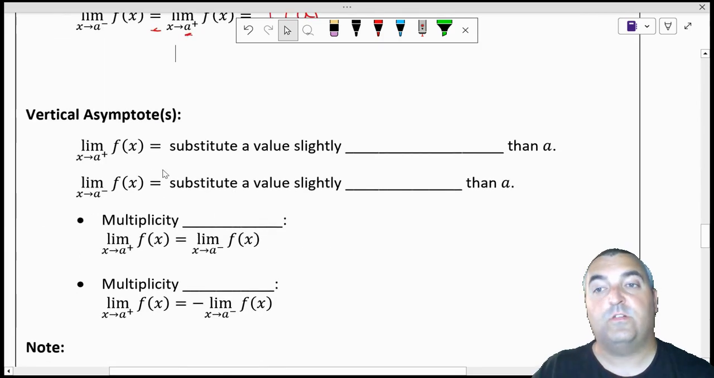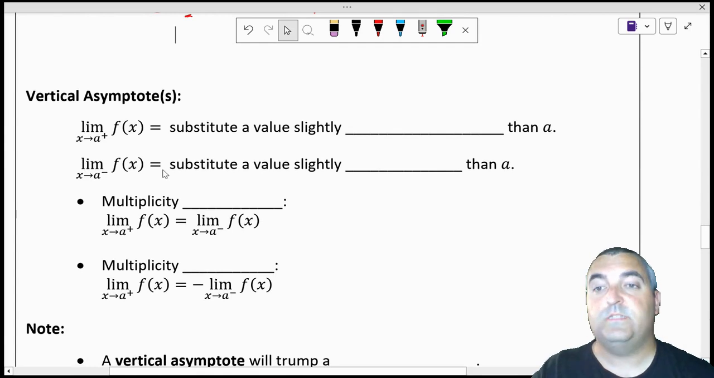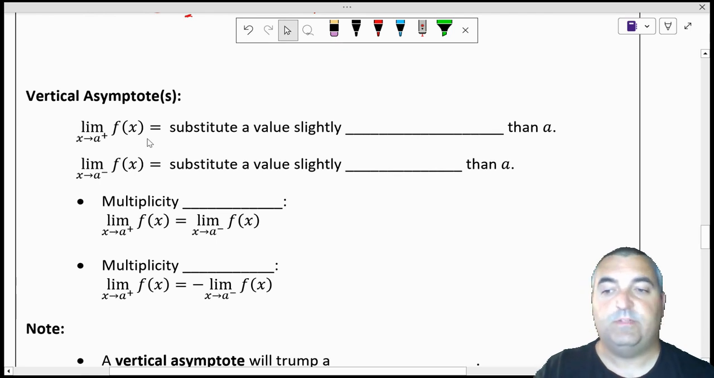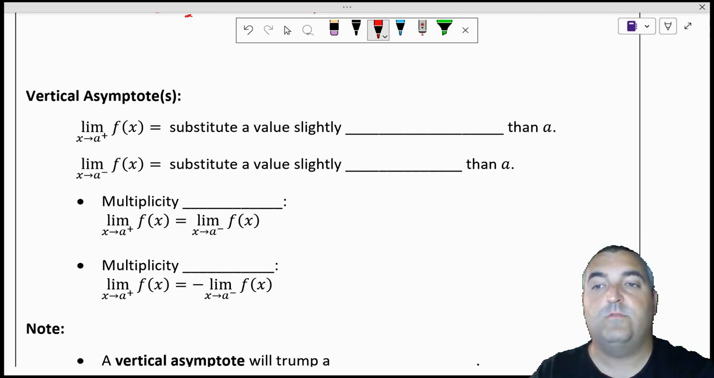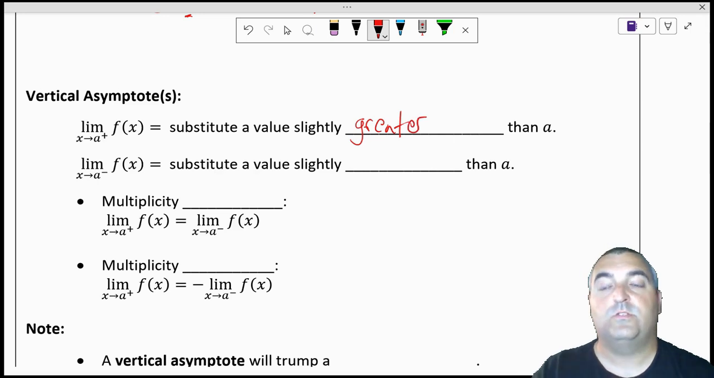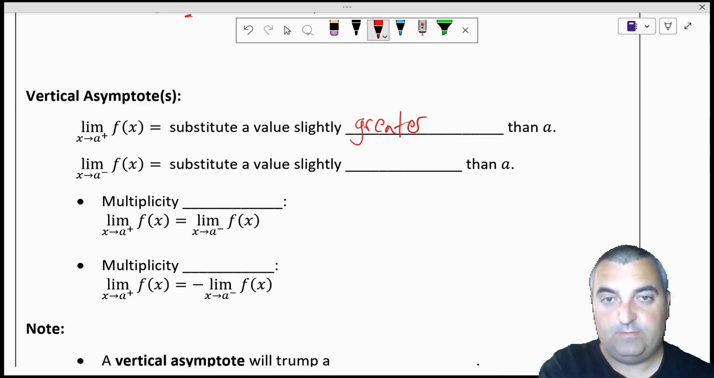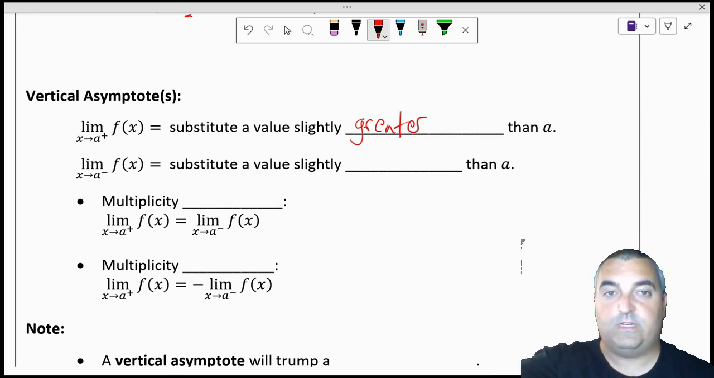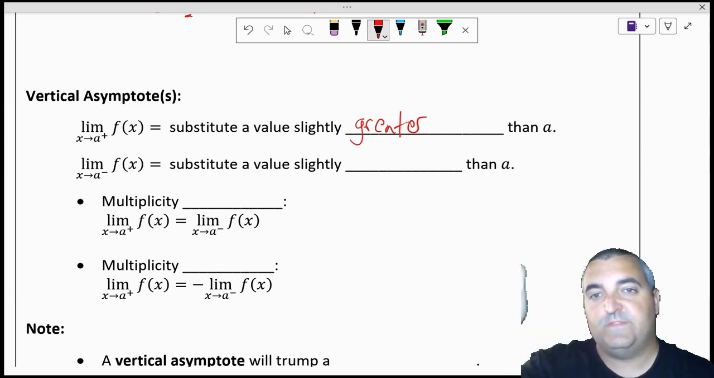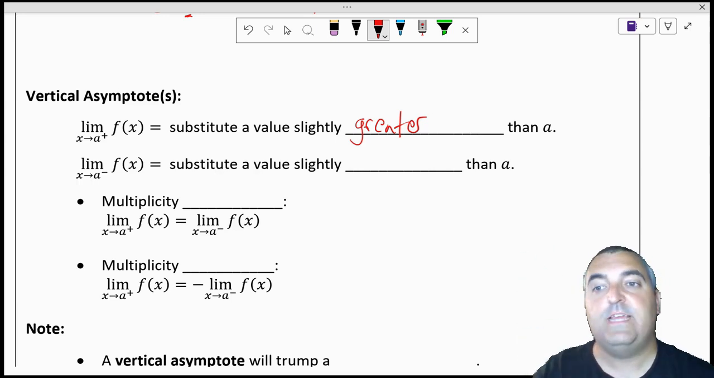Okay, as far as vertical asymptotes go, though, this is where we are going to talk about infinities, and when they can be the same, when they can't be. So for the limit as x approaches a from the right of f of x, what you want to do is substitute a value slightly greater than a. So if you think the vertical asymptote's at 1, substitute in like 1.01, right? And you'll see it'll either be something really, really large, going towards positive infinity, or it could be something very negative, so going towards negative infinity.